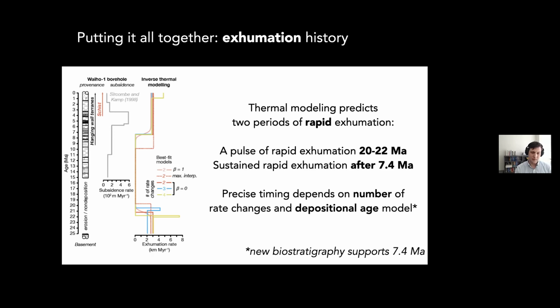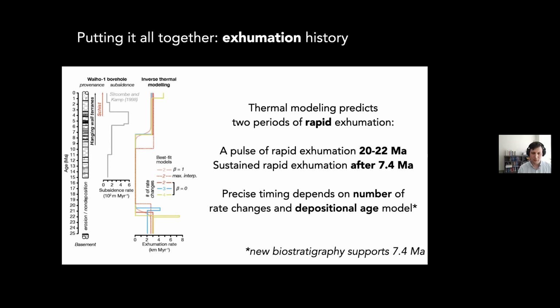So next, I would like to present the results of our exhumation history inverse modeling. These are the best fit models, assuming different prescribed numbers of rate changes. In our model, we did not prescribe the magnitude of the exhumation rate change or the timing, but we did have to prescribe the total number of rate changes. We couldn't just assume this. And I explored scenarios with 2 to 4 changes in rate.